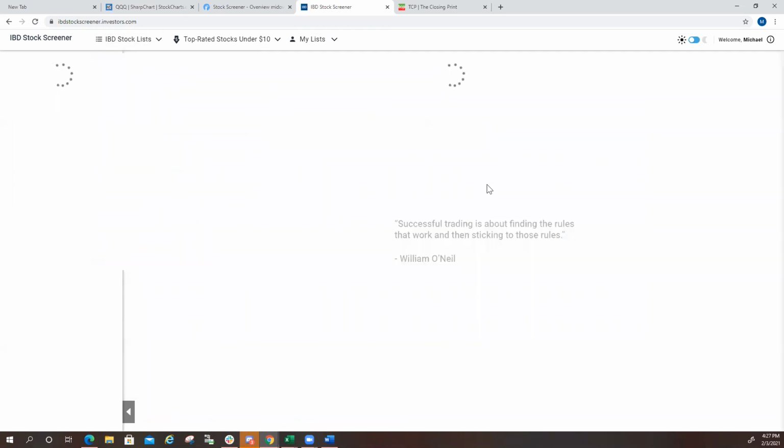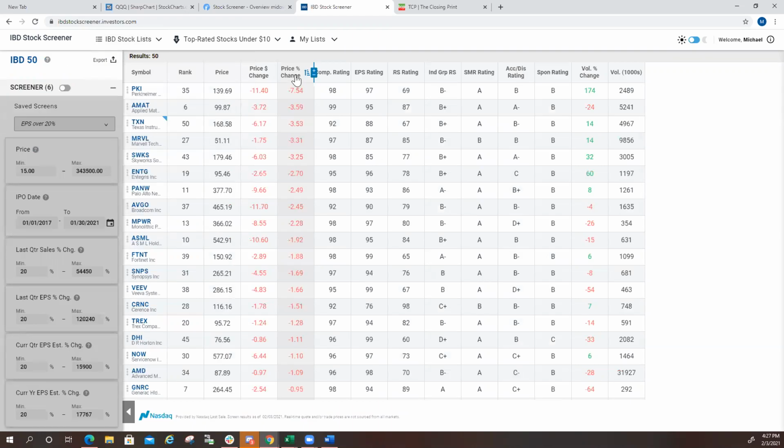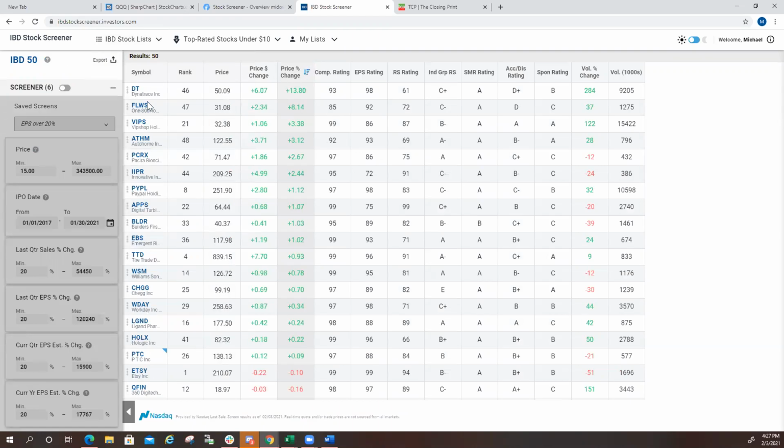We can go to the IBD 50 and I'll sort this by price change. And this will show you the stocks that held up today. Okay, obviously DT had a huge move, but these stocks were kind of bucking the trend towards the end of the day and finished in the green and positive. So depending on when EPS is, these are ones that I would be looking for going forward.